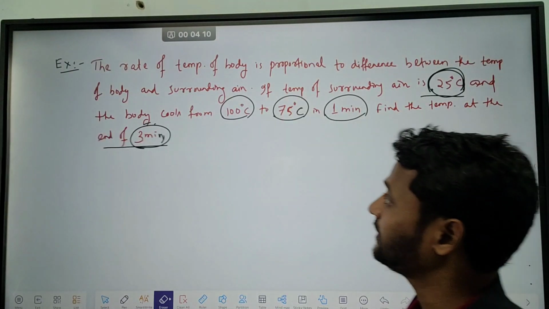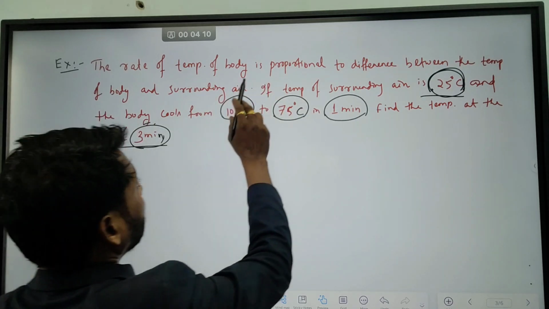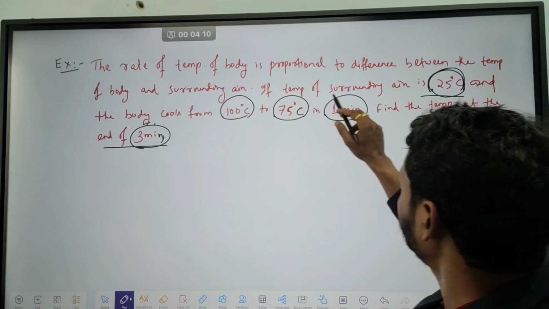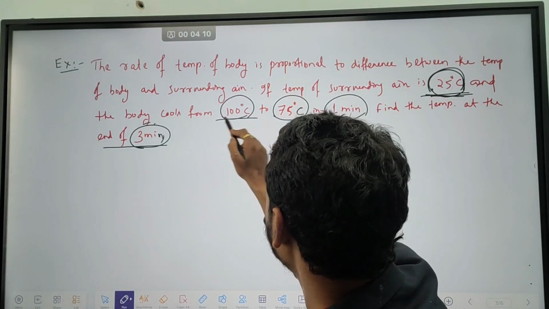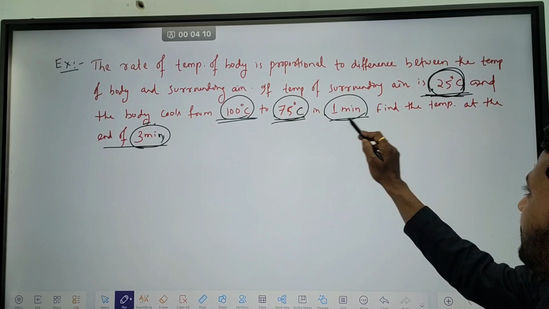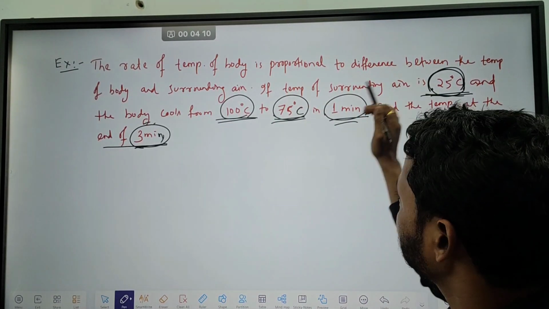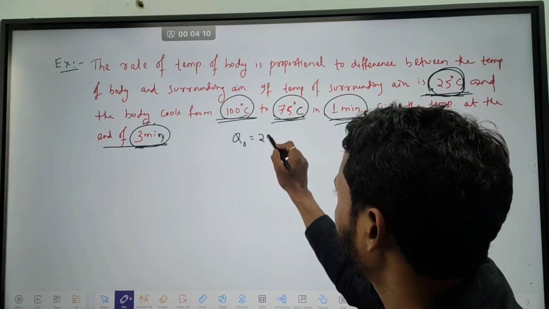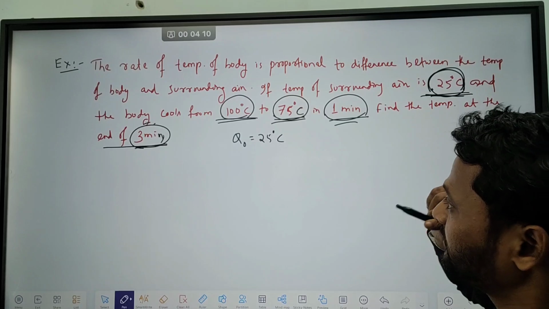Let us solve a numerical. The rate of change of temperature of a body is proportional to the difference between the temperature of the body and the surrounding air. If the temperature of the surrounding air is 25 degrees Celsius and the body cools from 100 degrees Celsius to 75 degrees Celsius in 1 minute, find the temperature of the body at the end of 3 minutes. From the question itself, the surrounding temperature, theta naught, is given as 25 degrees Celsius, and the body cools from 100 degrees Celsius to 75 degrees Celsius in 1 minute.